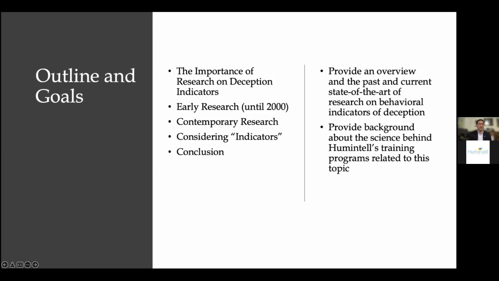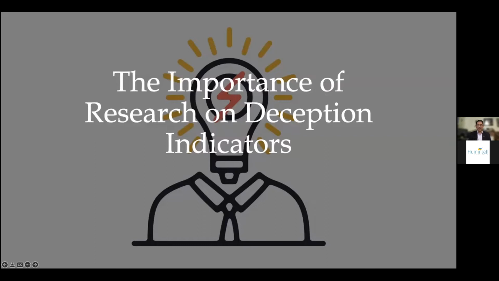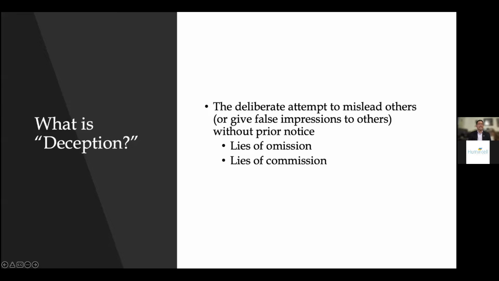We'll start with a discussion of the importance of research on deception indicators. And as many of you know, whenever we do research, any scientist will tell you that one needs to start with a definition of the topic that you're studying. And I'm often asked about my definition of deception. And even though we're not asked, it's good to get a working definition out so that we can be on the same page, or know that we're not, if that's the case, about what we think of as deception. So here you see what I understand to be deception. And I think it's a pretty common definition of deception that's been used over the years. And again, it's a deliberate attempt to mislead others or give false impressions to others without prior notice.